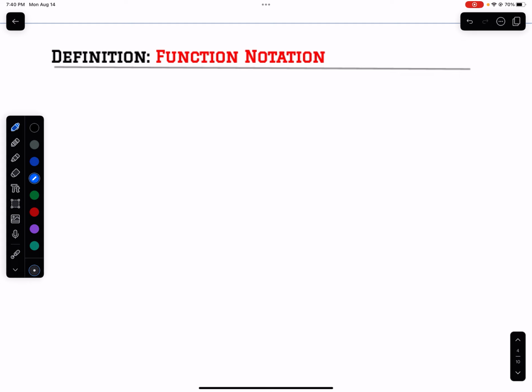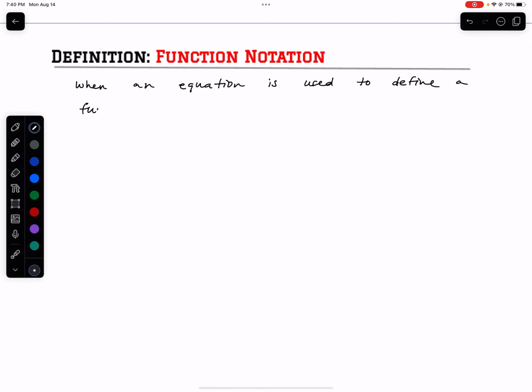Okay, definition, function notation. Your book kind of gives a funky definition, so I'm going to try to give you guys a more simple one. When an equation is used to define a function, we use function notation.